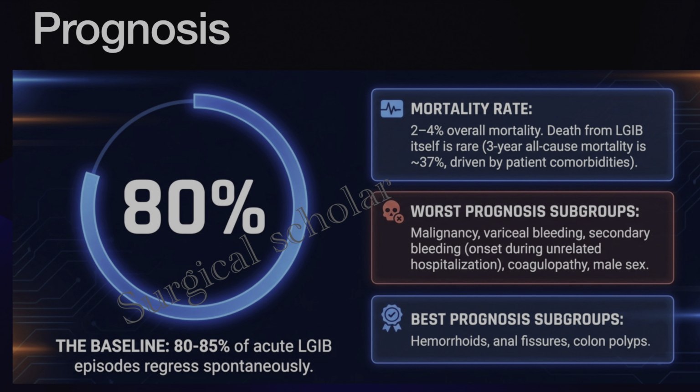The worst prognosis is noted in malignancy, variceal bleeding, secondary bleeding, onset during an unrelated hospitalization, coagulopathy, and male sex. The best prognosis is in hemorrhoids, anal fissures, and colon polyps.